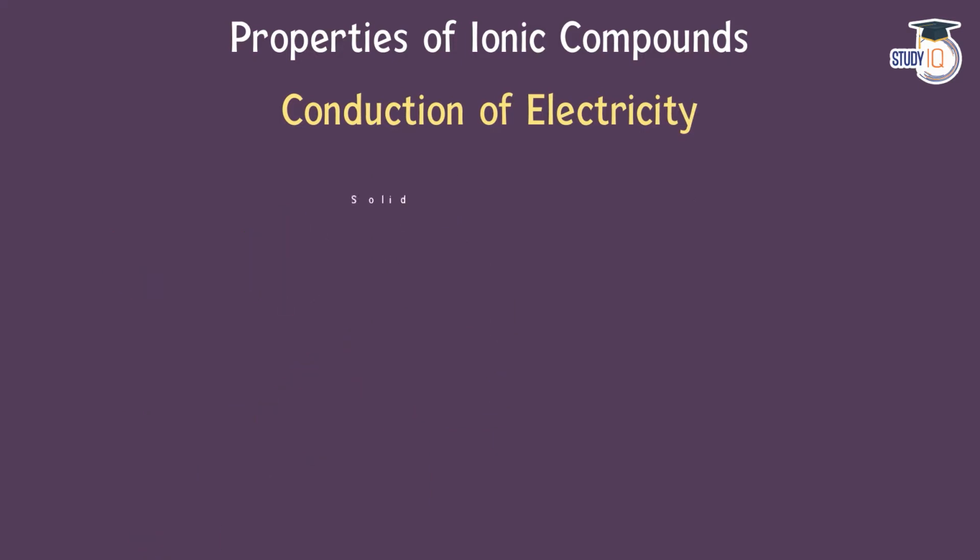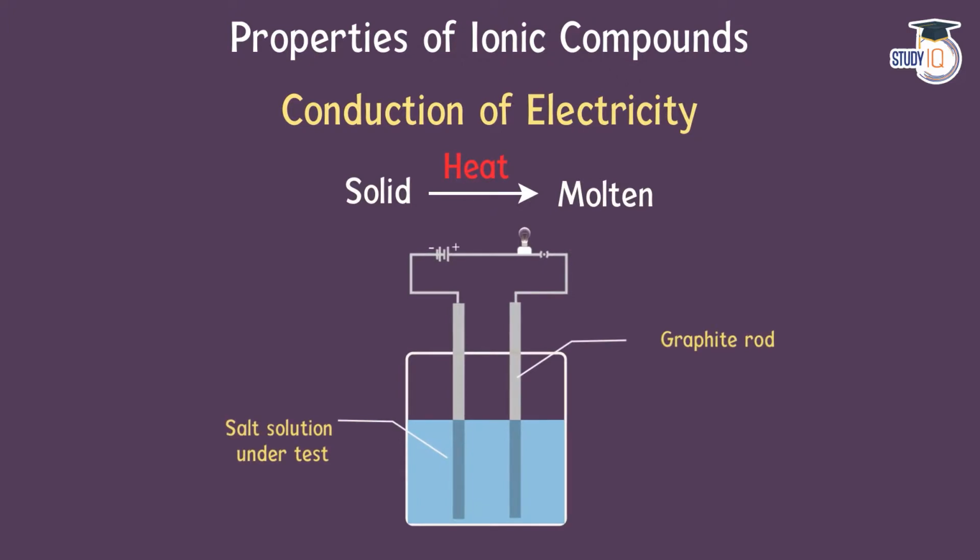But what if they're heated and converted to molten state? What happens due to the heat? The heat helps overcome the forces of attraction between the ions. And hence the ions can move freely and conduct electricity. Even ionic compounds dissolved in water conduct electricity.